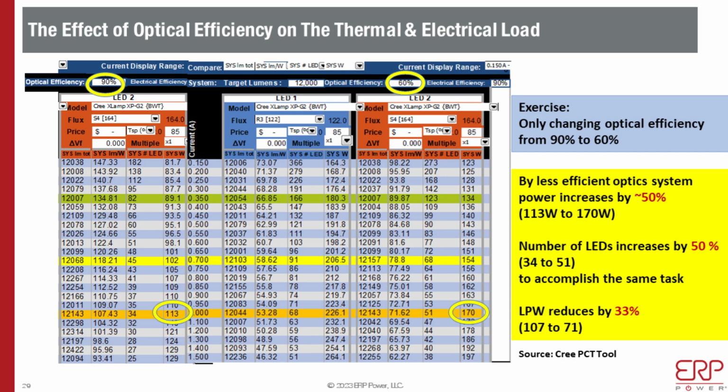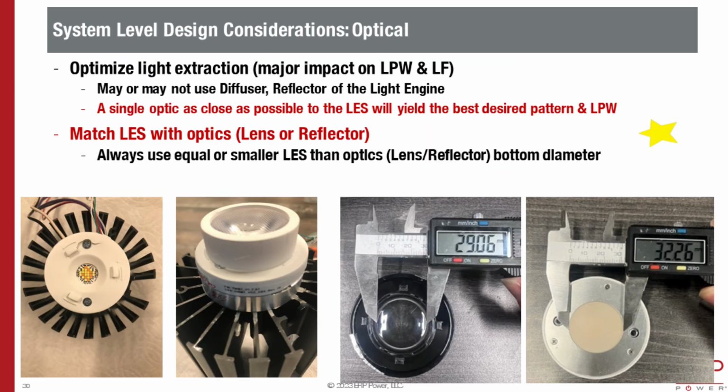All I'm saying here, without going into too much detail, is that if your optical efficiency goes from 90% to 60%, your thermal load or the power goes 50% higher, and the number of LEDs you need to use is 50% higher. So LPW goes to hell. Bottom line is that optical design is one of the most important parameters to make sure that the light is not being wasted. It is not that easy, but it's something that you have to think about, and that is going to be the determining factor of how efficient your system is.